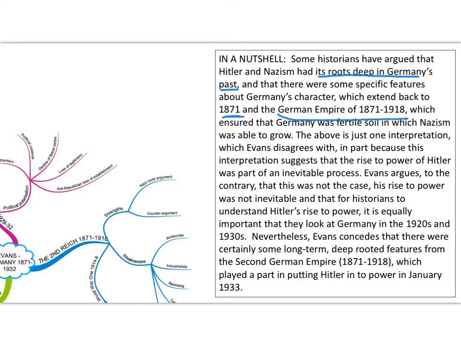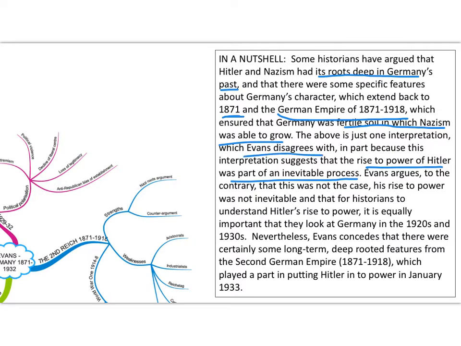These historians argue that the Second Empire provided the fertile soil in which the seed of Nazism was able to grow and eventually take power. So the argument is almost that the rise to power of Hitler was part of an inevitable process, because the fertile soil for the growth of Nazism had been prepared way in advance. Now, Evans actually disagrees with that point of view.